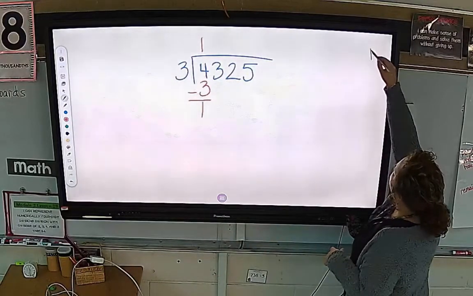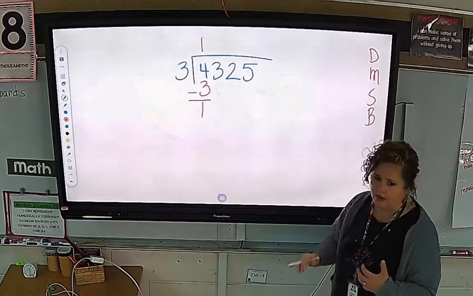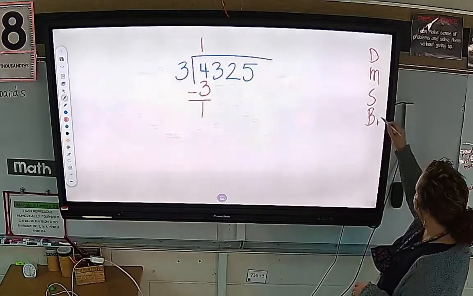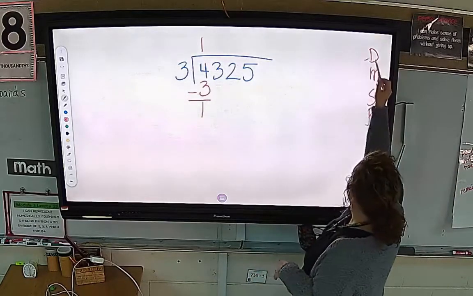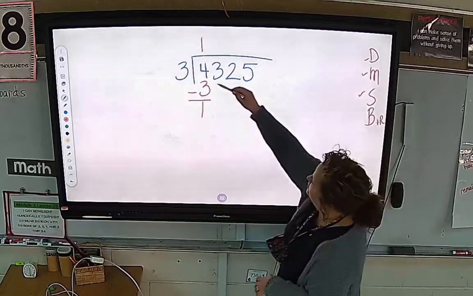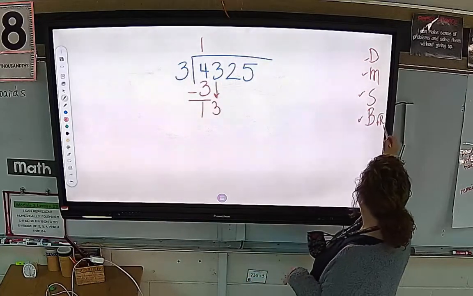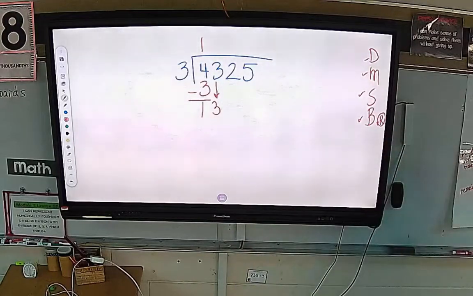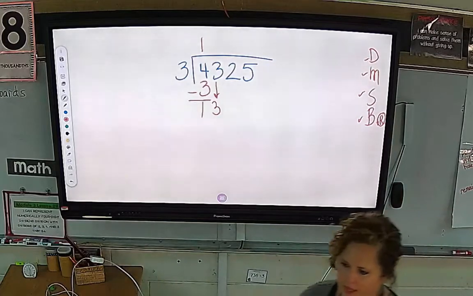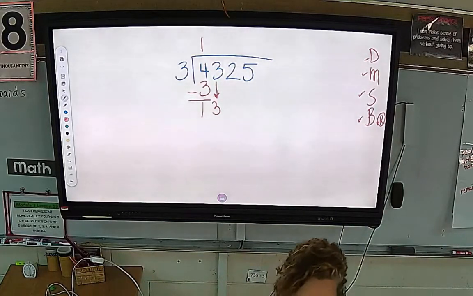These are our steps, daddy, mama, sister, brother, that a lot of you are not having to write anymore and repeat. Okay? We have gotten all the way to subtracting. And now we're ready to bring down. Okay? And now we're ready to repeat. How many 3s can we get out of 13? Think about 13. I want to grab the most groups of 3 out of 13 that I can. Think about it. How many?